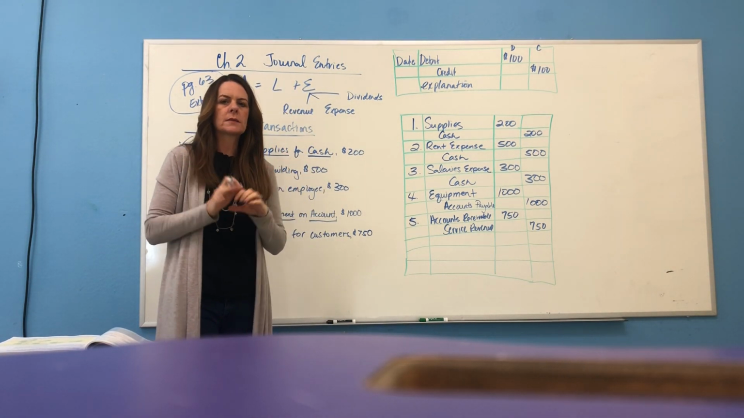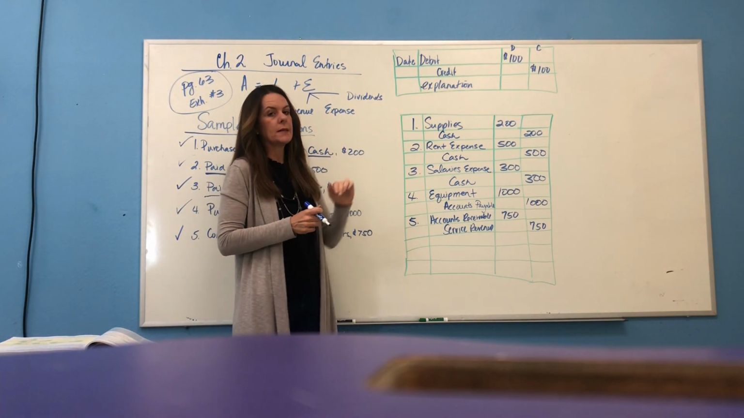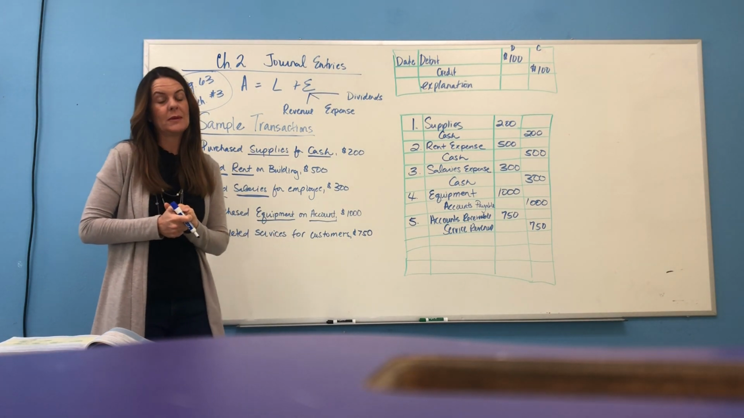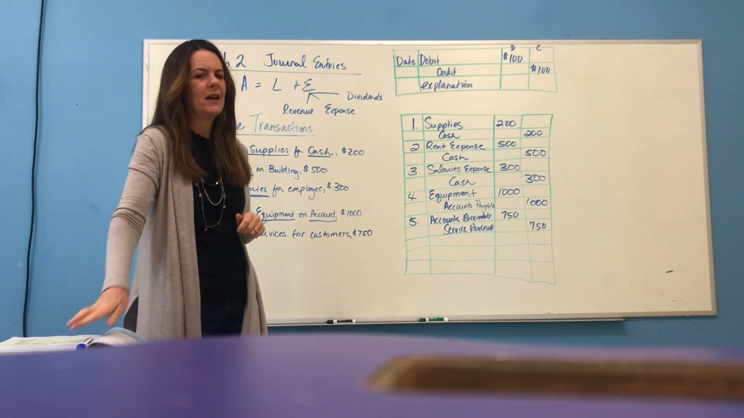So that's just a quick summary of 5 transactions, how we use the debit and credit system. And so, you've got several, probably a few dozen to do for homework, but you can do it. I have faith in you.